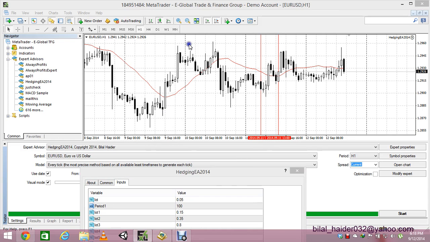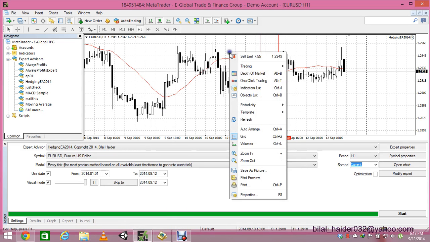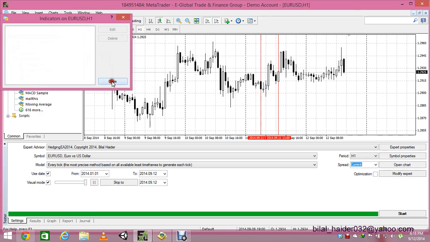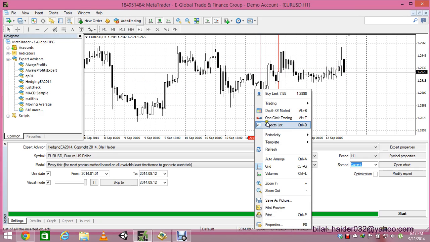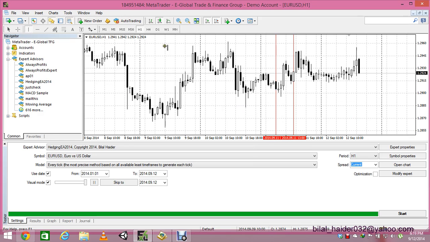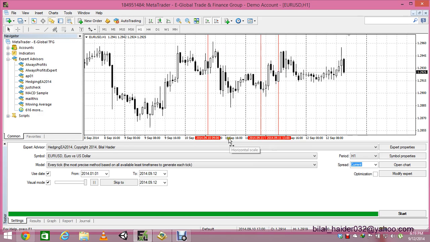Let me remove all this, close it, go to the object list and delete it, and let me draw another 2 lines in here. So let's draw this line. As you can see, it's 9, and then 9, 10, 11, 12. So this is the 9th candle and this is the 12th candle.